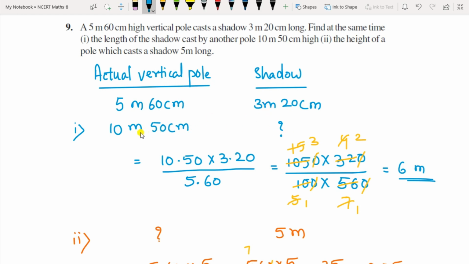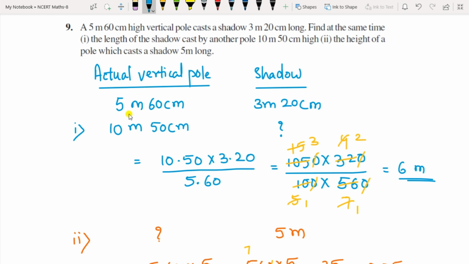Cross multiply. Now this meter and centimeter you can put in decimal. So 10.50 into 3.20 divided by 5.60. Remove the decimal and solve it. You will get 6 meter. 6 meter will be the length of the shadow of the pole whose height is 10 meter and 50 centimeter. The next question is here in the same question.